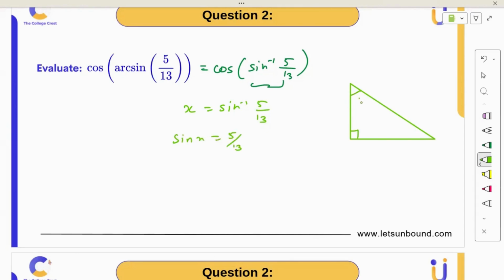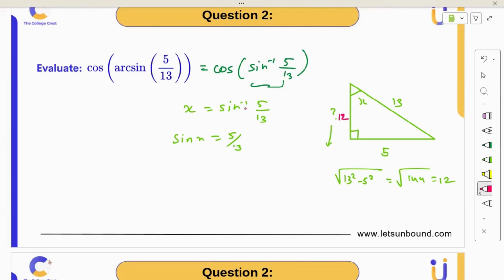Okay, let me put x here. Sine x is 5 by 13. This is 5, this is 13. And I should find this. Okay, so it's the square root, by Pythagoras theorem, square root of 13 square minus 5 square, 169 minus 25, 144, which is 12. So this is 12, or if you know it as a Pythagorean triplet, then it's so simple.